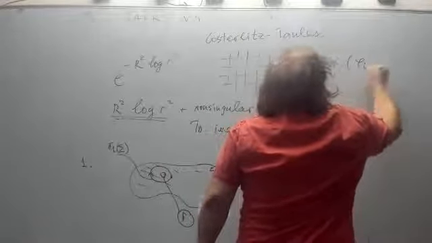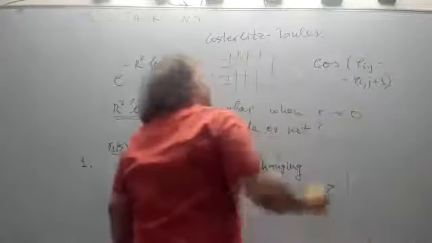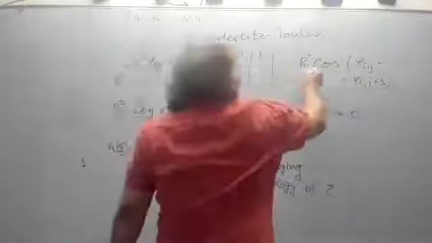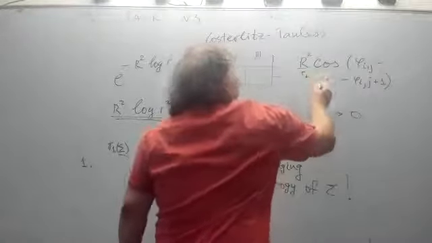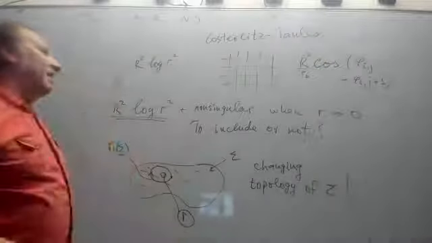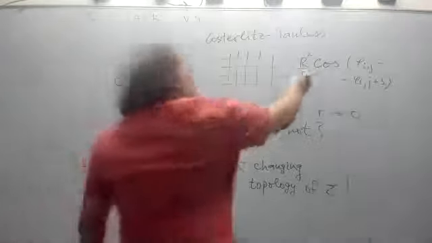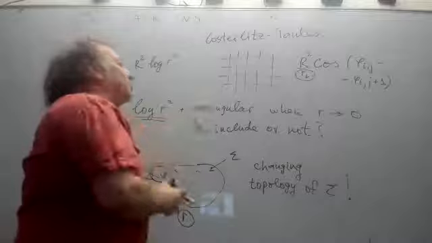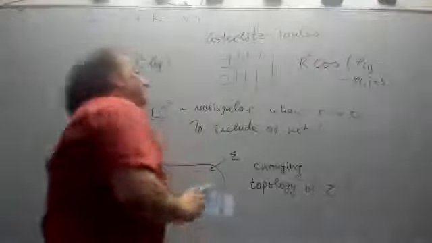Phi i,j minus phi i,j plus 1. They put here r squared. And here they put some parameter like r lattice. I think it went this way. I don't remember this thing exactly. In any way, it went like this.